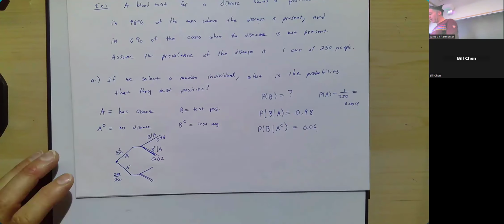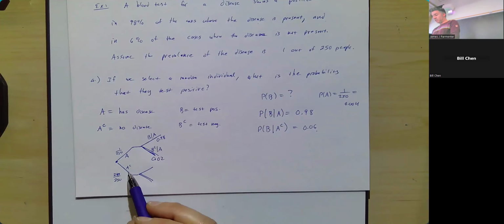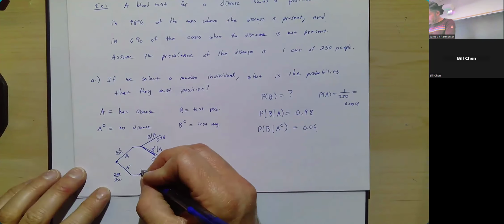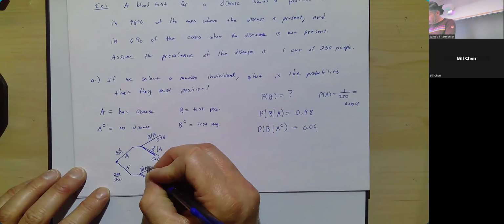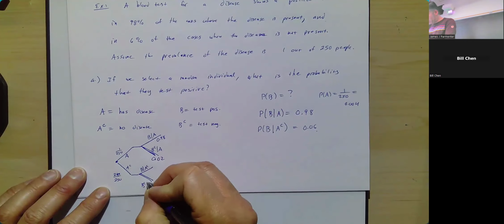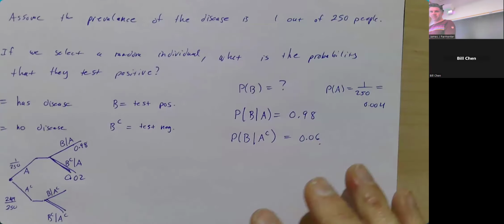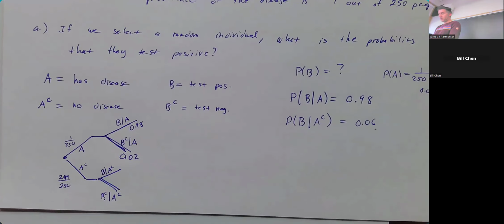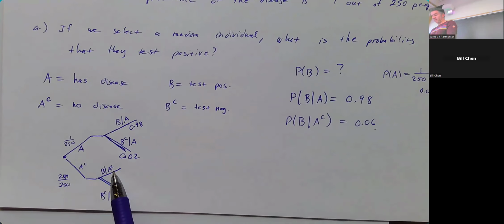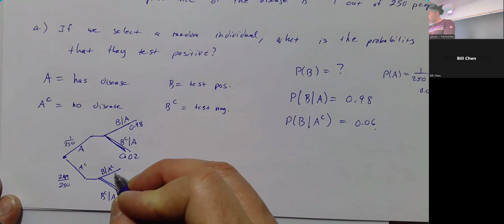And then down here, same deal. If you don't have the disease, you can either test positive given that you didn't have the disease, or test negative given that you didn't have the disease. Oh, can you guys see that? Okay, let me zoom in here a bit, make that a little bit easier to see. So we know that if you didn't have the disease, the probability of testing positive is 0.06.